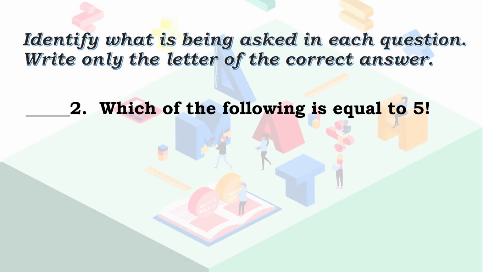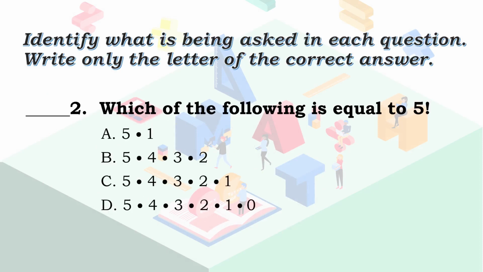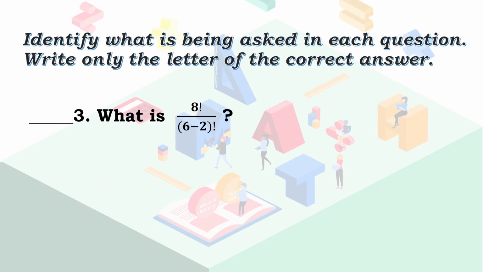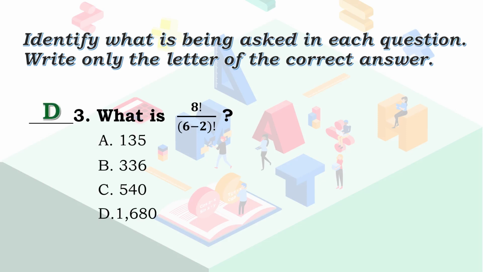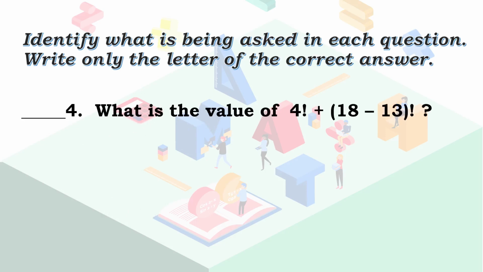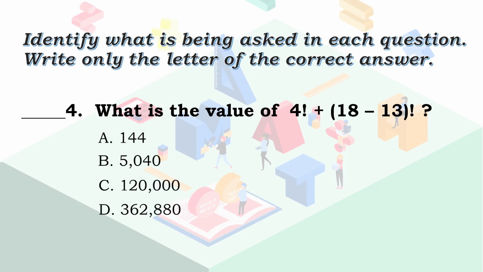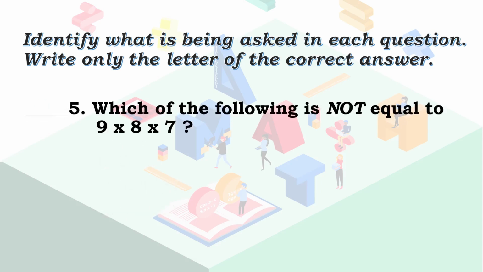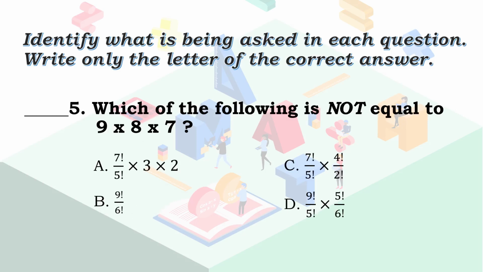Number 2. Which of the following is equal to 5 factorial? The answer is letter C. Number 3. What is 8 factorial divided by the quantity of 6 minus 2 closed quantity factorial? The answer is letter D. Number 4. What is the value of 4 factorial plus the quantity of 18 minus 13 closed quantity factorial? The answer is letter A. Number 5. Which of the following is not equal to 9 times 8 times 7? The answer is letter A.